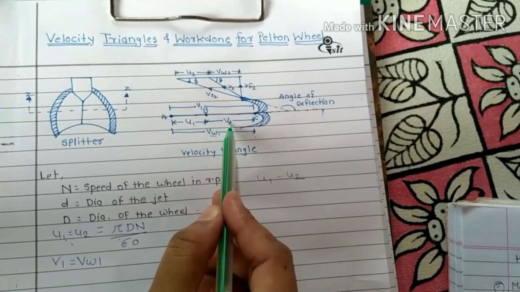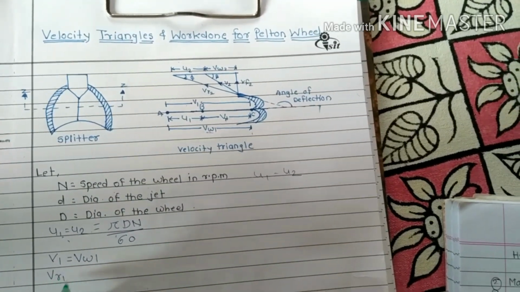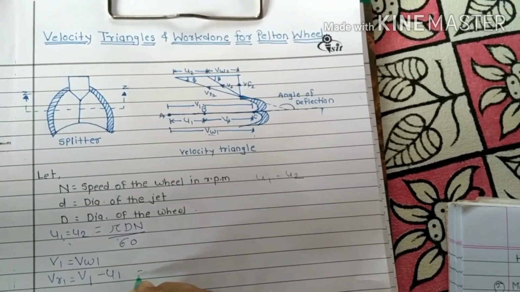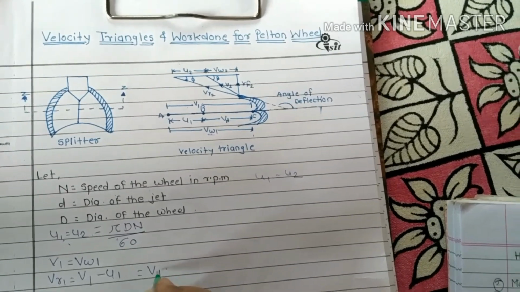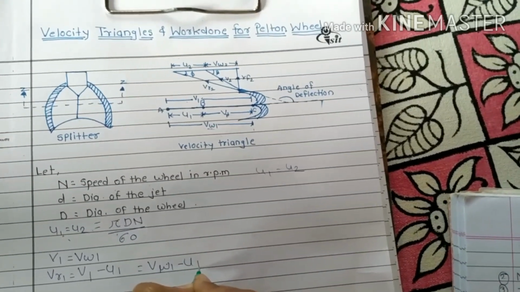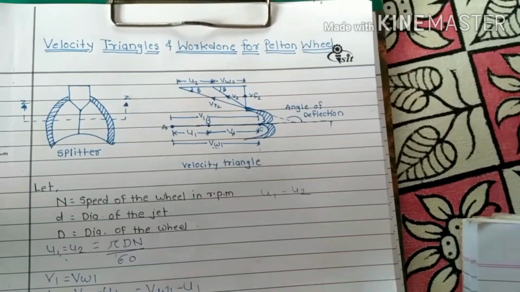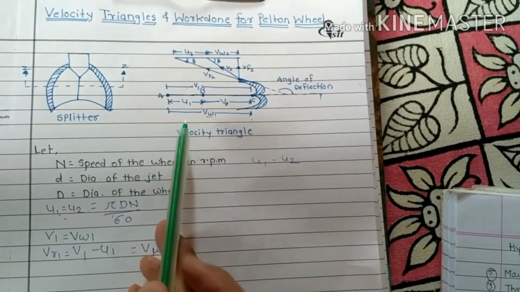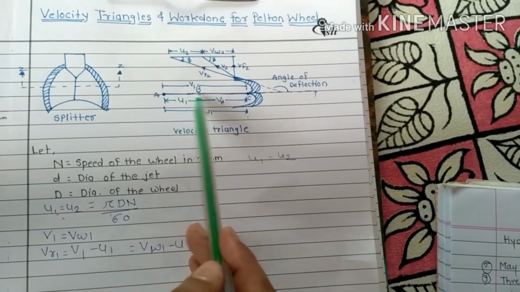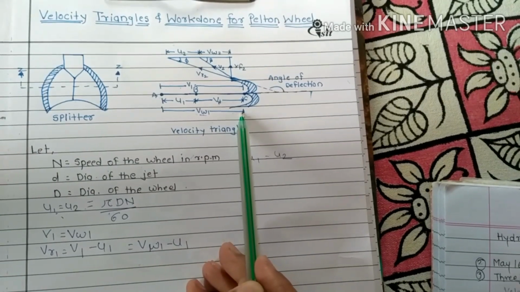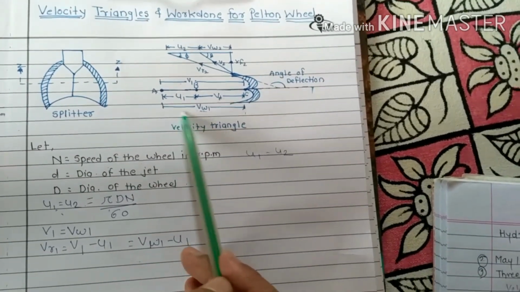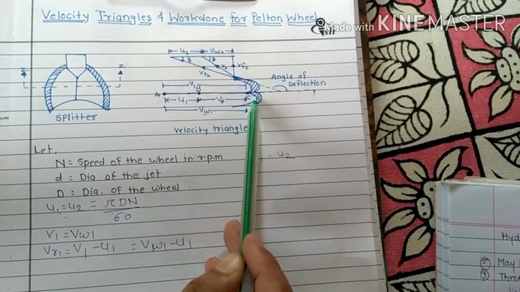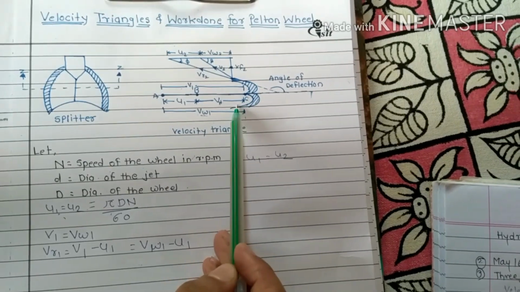So how to calculate this vr1? To calculate vr1 we can use v1 minus u1, or we can write it as vw1 minus u1. We can calculate the value of vr1 by this formula. As for vw1, whatever the water is striking at the bucket will be directly converted to work done, that is vw1 is equal to v1. And vr1 is nothing but the water which is just passing relative to the blade surface.